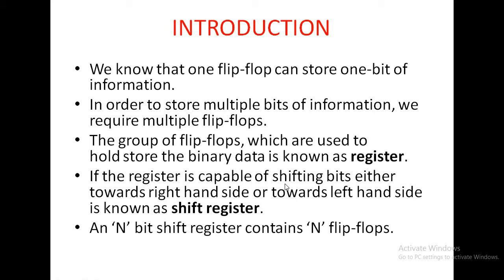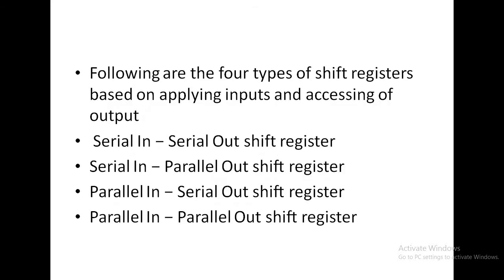If the register is capable of shifting bits either towards the right-hand side or towards the left-hand side, it is known as a shift register. What is the meaning of shift register? If the flip-flop can transfer the bit to the right side of the flip-flop or to the left side of the flip-flop, then that is called a shift register. An n-bit shift register contains n flip-flops. A 3-bit shift register means 3 flip-flops, a 4-bit shift register, 4 flip-flops, a 5-bit shift register, 5 flip-flops.